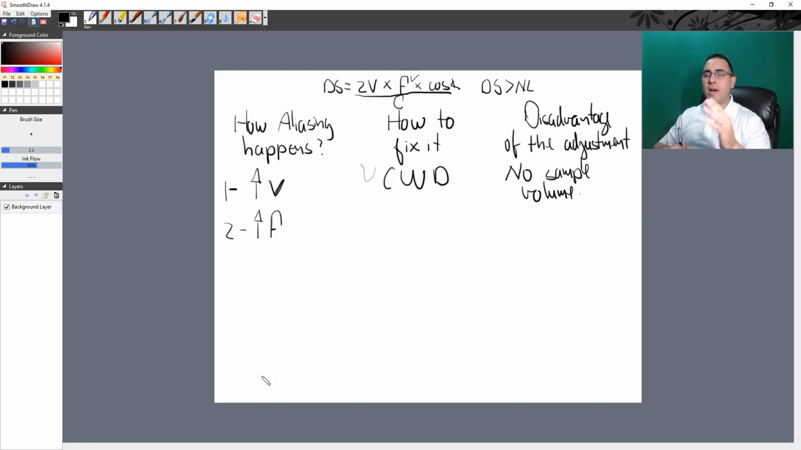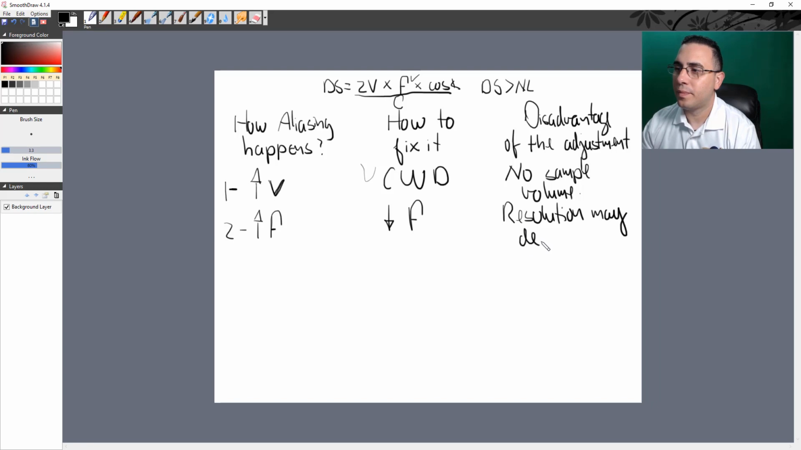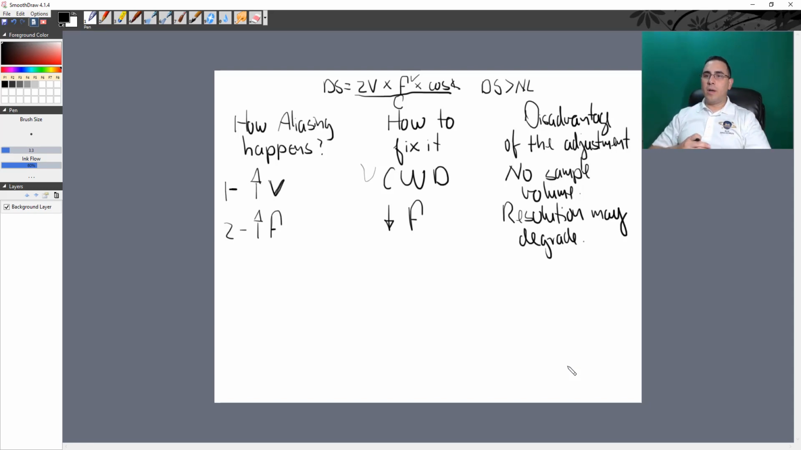So how do you fix this? Nowadays we have machines where the frequency is totally adjustable, so you're able to adjust the frequency. What you can do is say, I'm going to reduce my frequency right here. The problem is that you sometimes start losing resolution, because remember, low frequency, low resolution. So resolution may be affected. Okay, we're going fine.